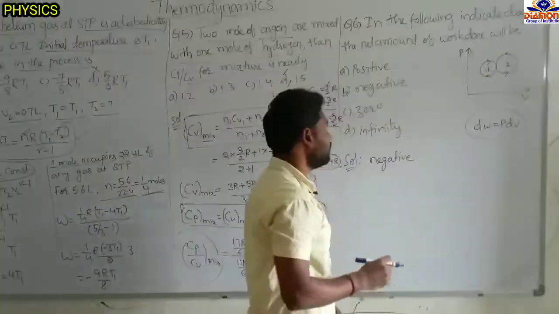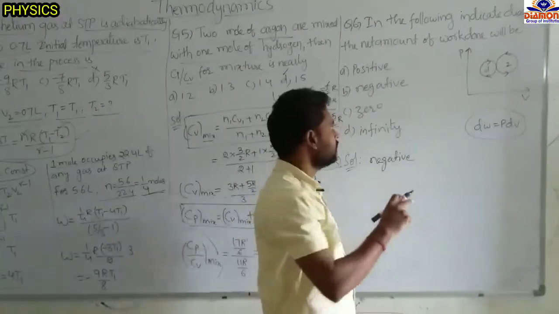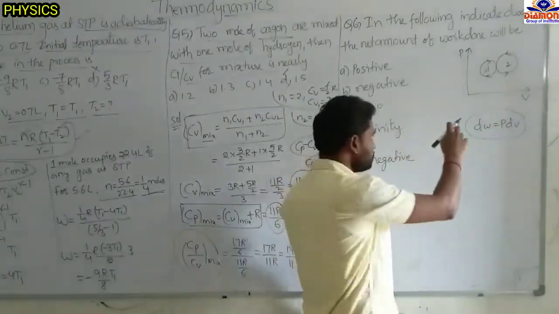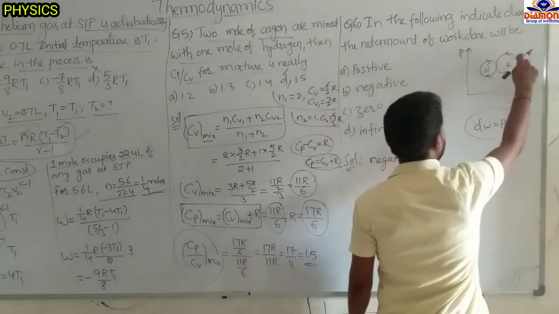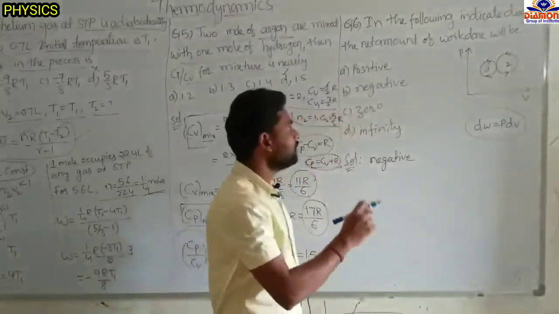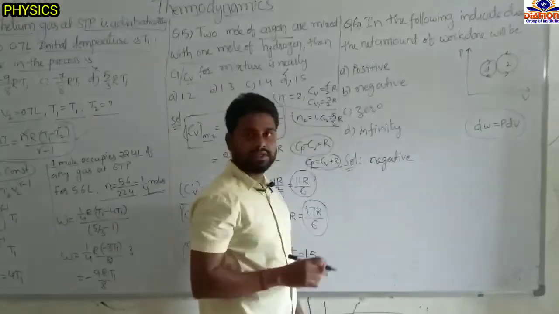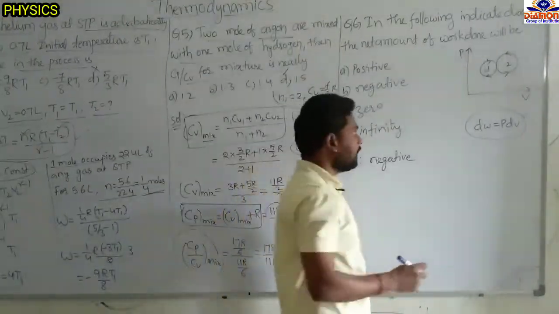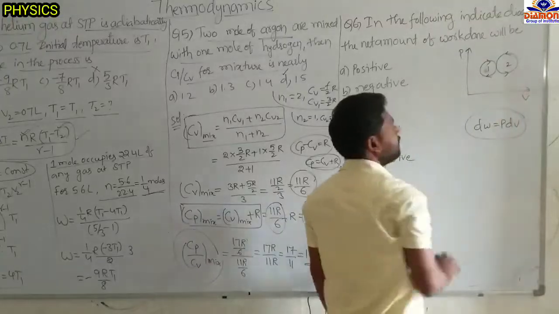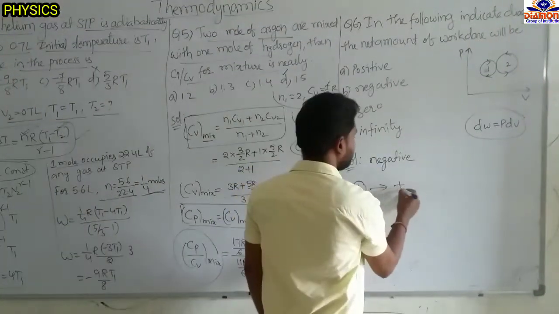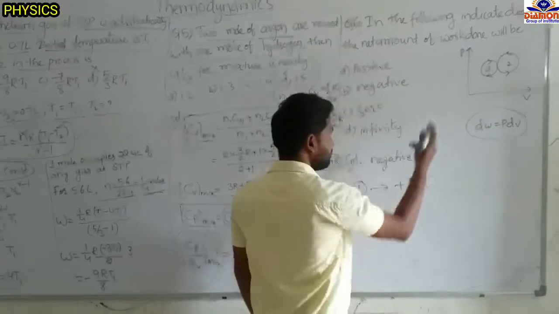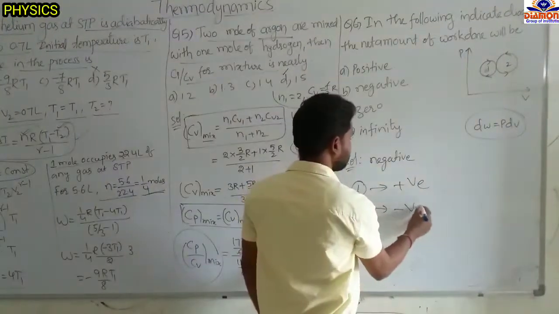And the next one more thing you have to remember: see the curve, this one is in the clockwise direction and this one is in the anti-clockwise direction. If it is clockwise, then work done is positive, and if it is anti-clockwise, then work done will be negative. So for the first cycle work done is positive, for the second cycle work done is negative.